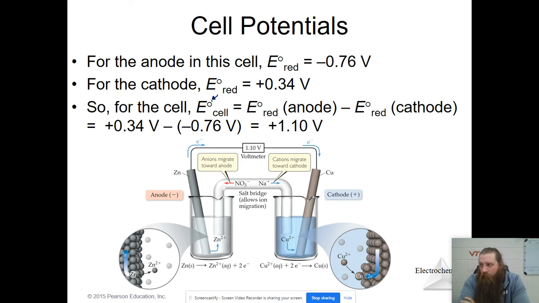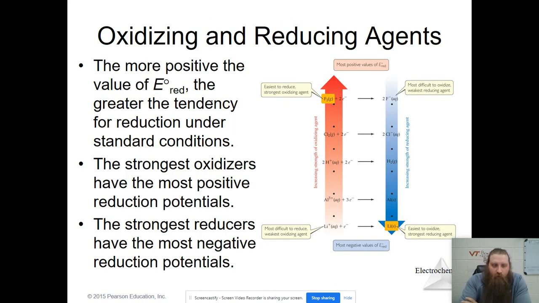The higher that number is, the more positive the value for the reduction, the greater the tendency for reduction to occur. So the stronger the oxidizer is, the greater the reduction potential. You can see those there on the left. Those are our stronger oxidizing agents. Some of our more common oxidizing agents are the halogens, oxygen, many of the oxyanions, things like MnO4 minus, which we used at the beginning, dichromate, which is Cr2O7, and nitrates are good oxidizing agents.